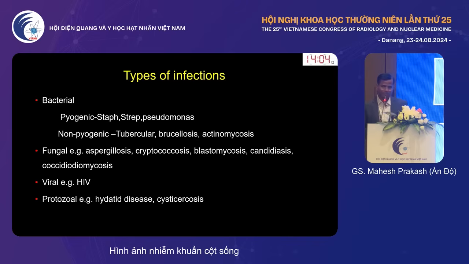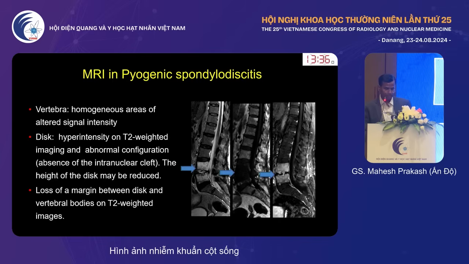We all know the infection can be of the pyogenic group or the non-pyogenic group. In the non-pyogenic group, in Asian countries, tuberculosis is quite common. Then the whole list is there: fungal infection can be involved, viral infection can be there, and a lot of protozoal infection can be there. I will show you some examples of each of these infections, so you know how they appear on imaging.